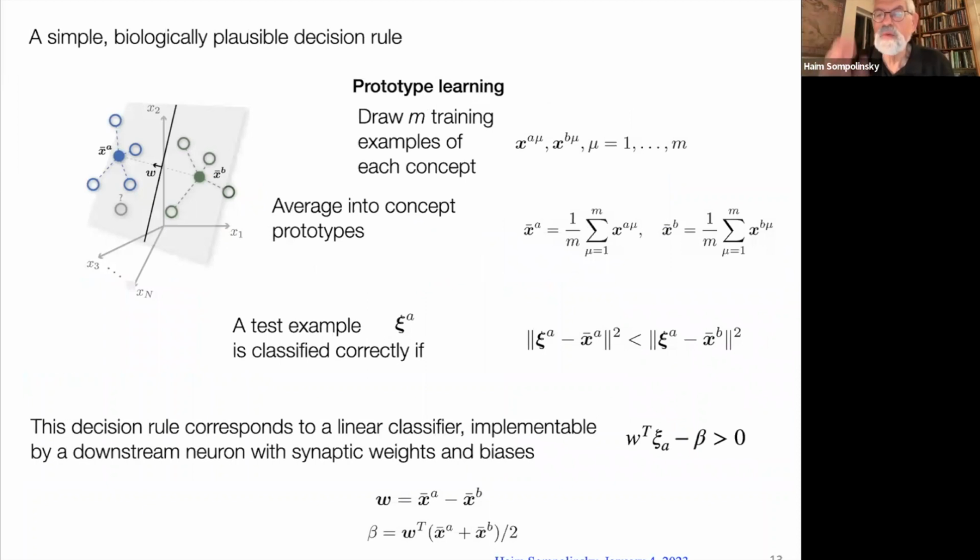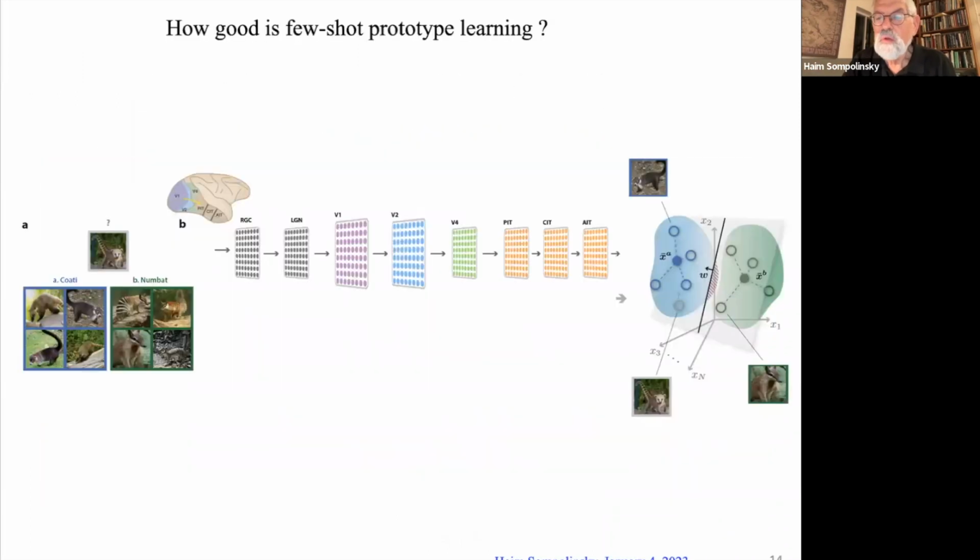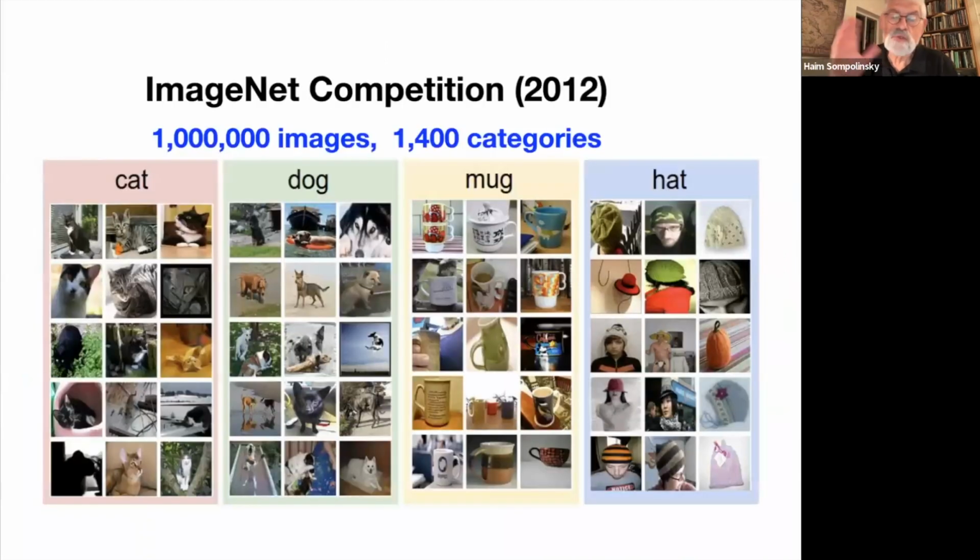Okay, so there is math, but the math is very simple. You take the examples, you form the prototypes x bar A and x bar B, and it is like a perceptron classifier. Very simple. All right. So how good is this? We first look at artificial neural networks, deep convolutional neural networks, pre-trained on ImageNet, the famous ImageNet competition. There are about 1 million images organized in 1,400 categories. We take deep convolutional networks which are pre-trained and do this task well.